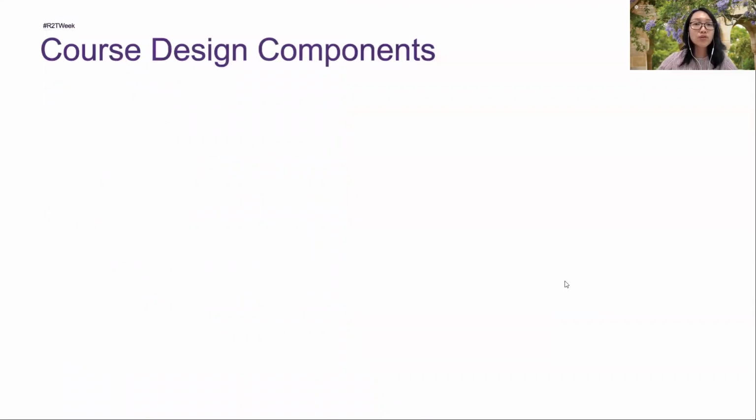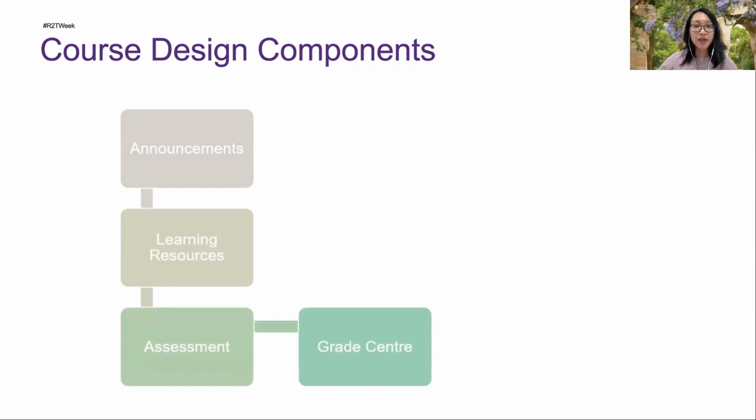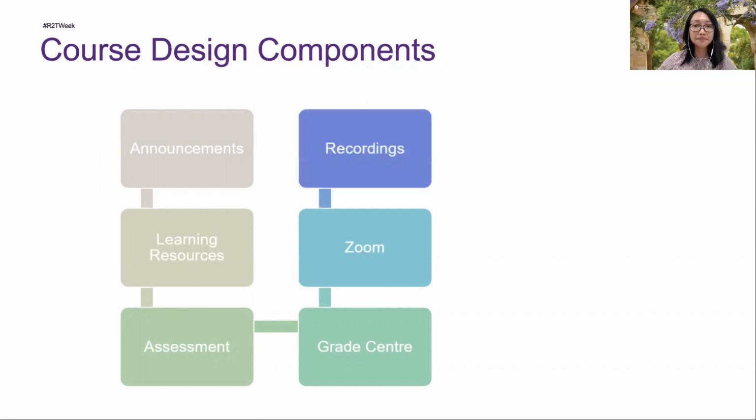So when we talk about course design, we often talk about the learning management system and also the different technology that can be connected or integrated in that learning management system, which is Blackboard at UQ. So in Blackboard, you will be able to see some of the standard course menu, for example, including the announcements, the learning resources, the assessment menu, the grade center, Zoom or Teams if you are using the conferencing app, and the lecture recordings. So these are the core elements when we design a course.